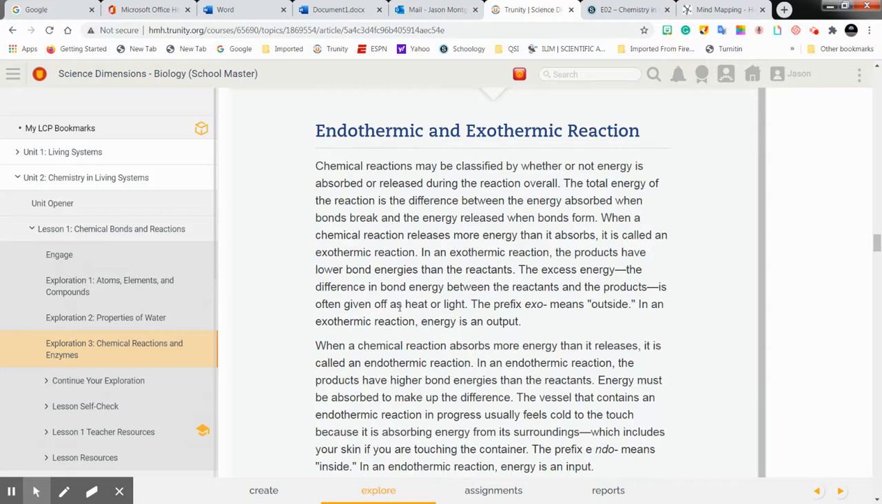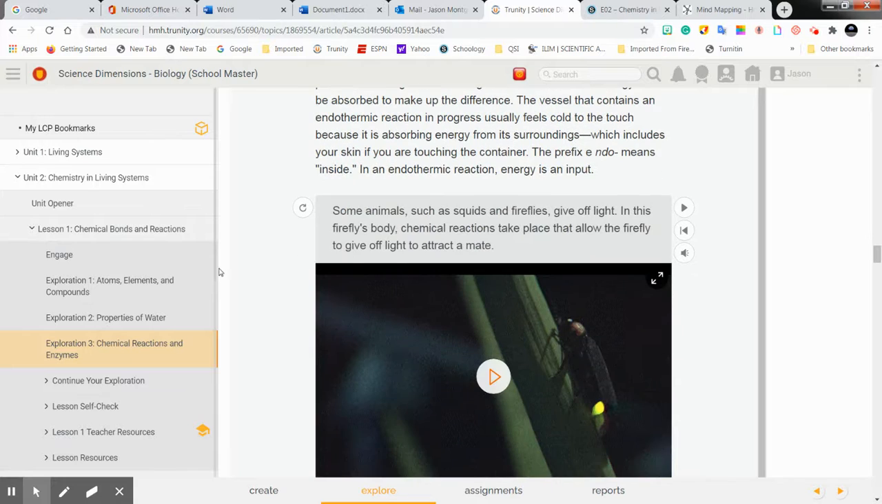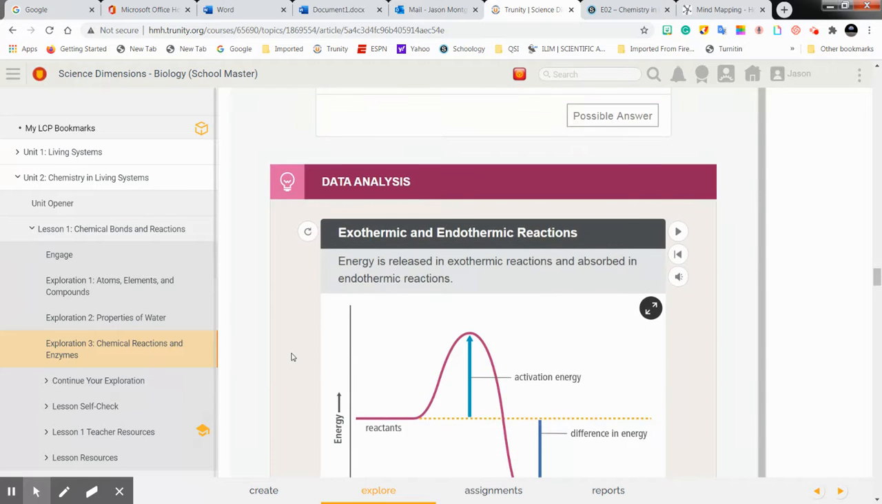Okay, so there are 2 types of reactions, endothermic and exothermic. The prefix endo means it's going inside. Exo means it's going outside. So in some situations, you have to put energy into it in order to get it started, like heat it up, for instance. In some chemical reactions, it takes energy from the surrounding environment to go into the reaction.